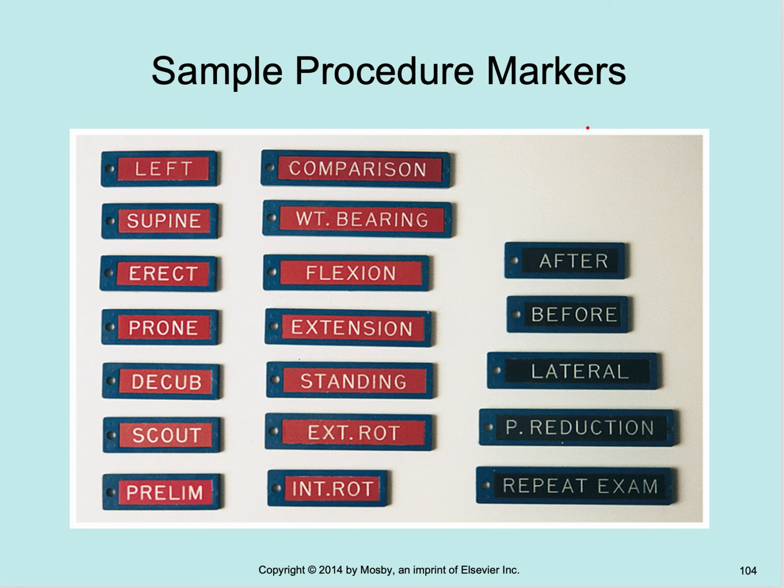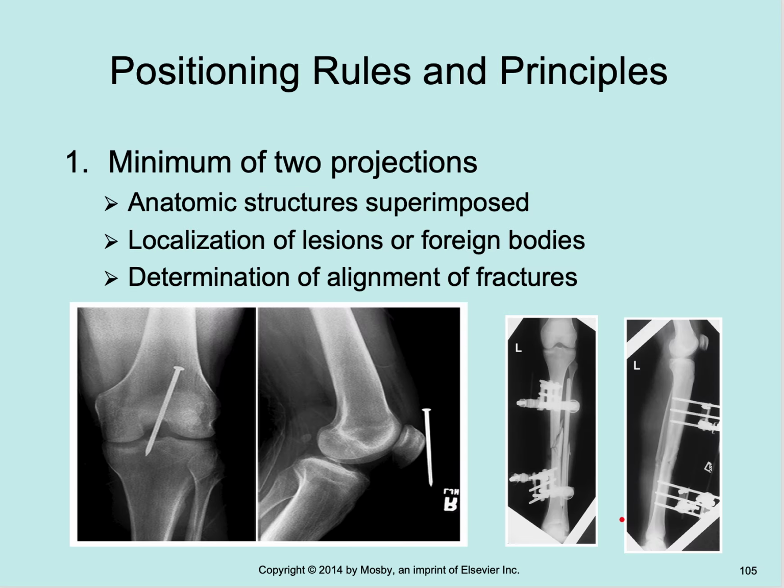So some sample procedure markers, sometimes these are in the department, sometimes they're not. Nowadays, what you can do is you can post-process this stuff, so you can type lateral, you can type before, you can type after, you can type flexion, extension, that sort of stuff. Scout, if it was a decube, whether it was erect or supine, you just have to make sure that your right or left anatomic marker is on the image and it is the correct right or left side.